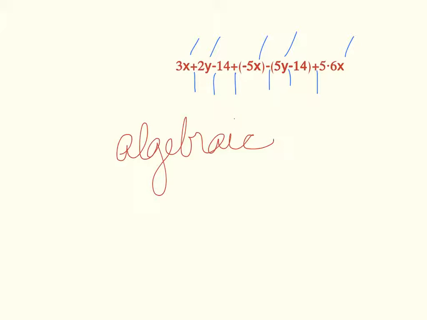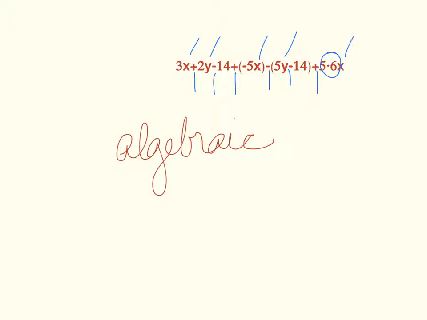We can do some of this math. For instance, you could do 5 times 6 times x. You couldn't multiply by the x, but we could end up with 30 times x here. We can't do 5y minus 14 because I don't know what 5 times y is. So there's some math in this expression that we could take care of, and there's some that we cannot.